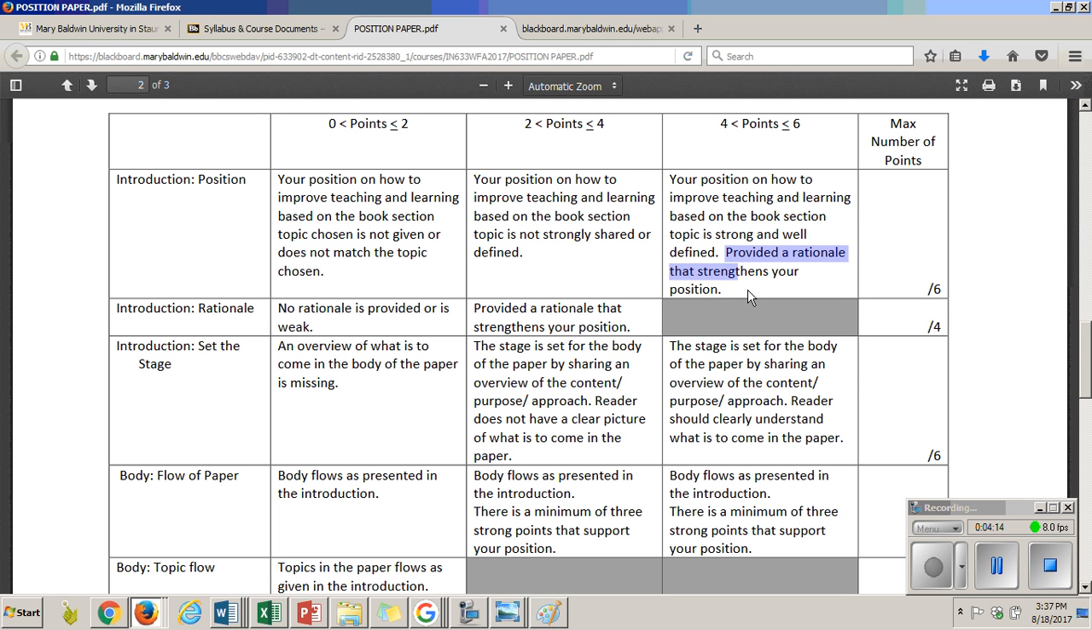And remember, you have to start backing yourself with research. And then you're going to set the stage for your paper.